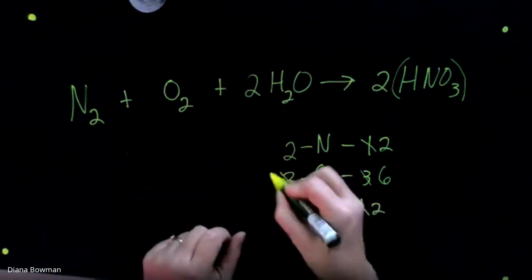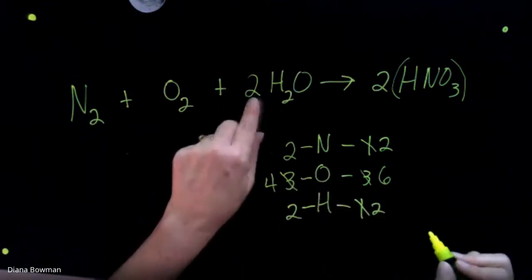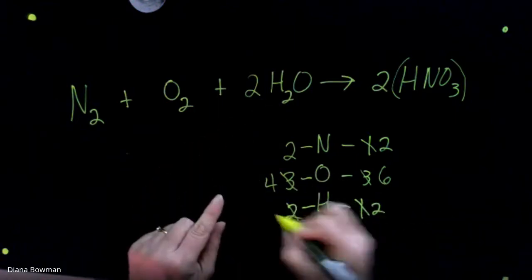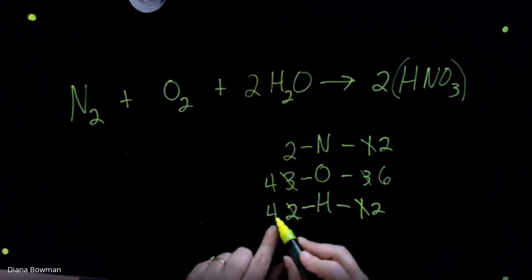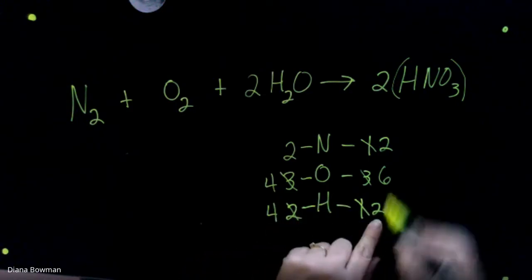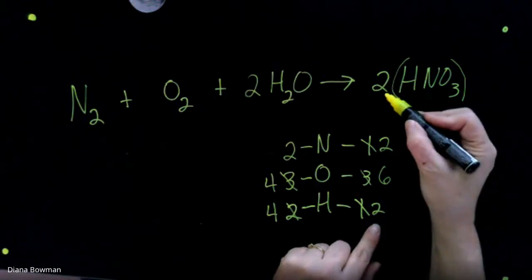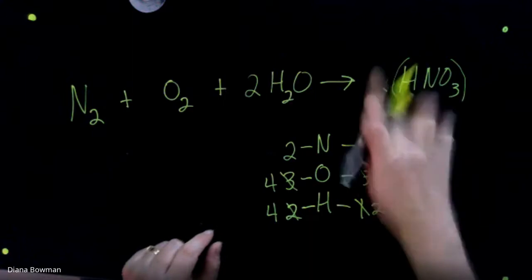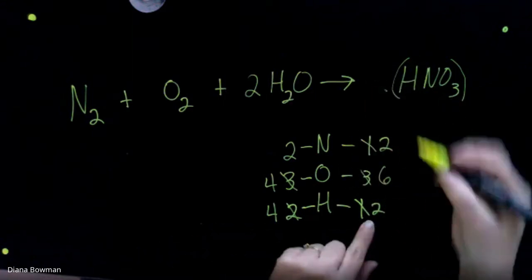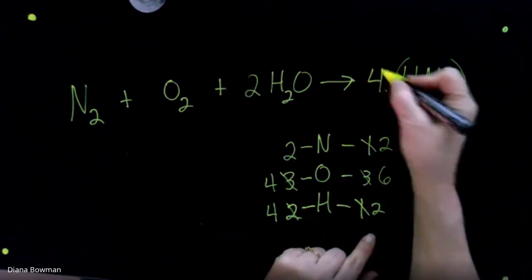That makes 4 of those. But what else does it do? 2 times 2, that's going to give me 4 hydrogens. Okay, so now that's going to mess up my hydrogens again. So I'm going to have to come back over here, and instead of putting a 2, I'm probably going to have to put a 4. Okay, there we go.